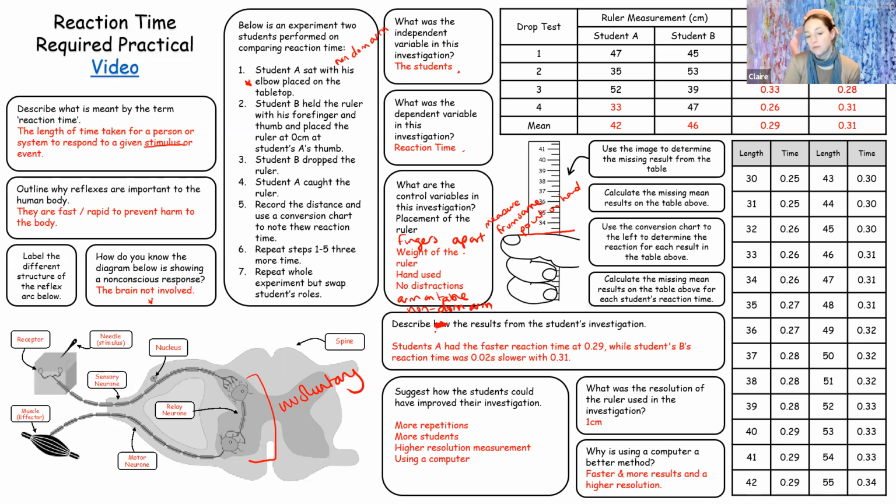I think we've crossed that out. The results from the student's investigation. With your answer to this, don't just go A is faster. Write it out in a full sentence.